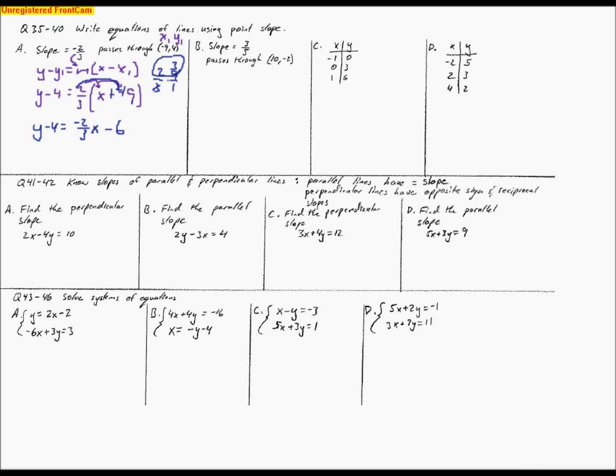So from there, all you have to do is move that 4 over. So we're having to add that 4 to both sides. Opposite signs there, so we end up subtracting. So we've got y equals negative 2/3 x minus 2.